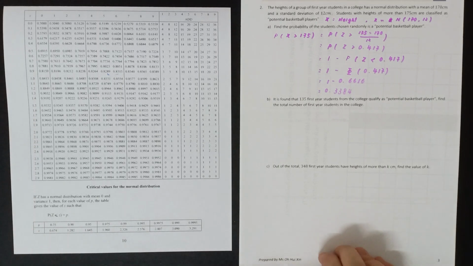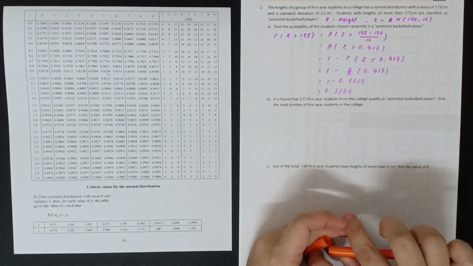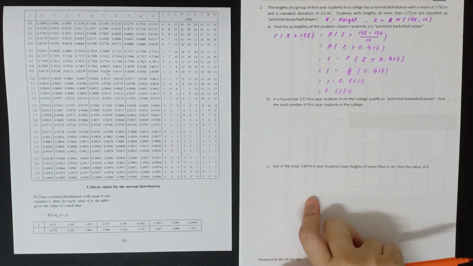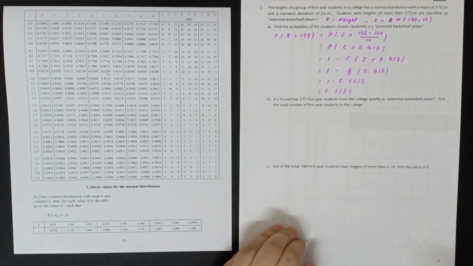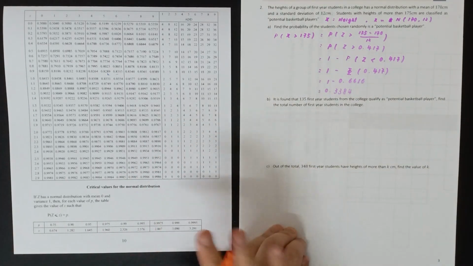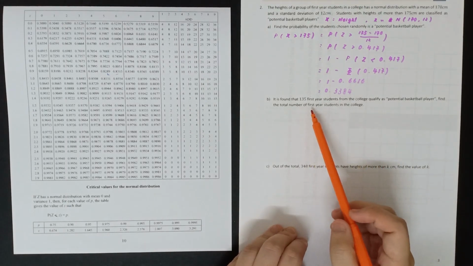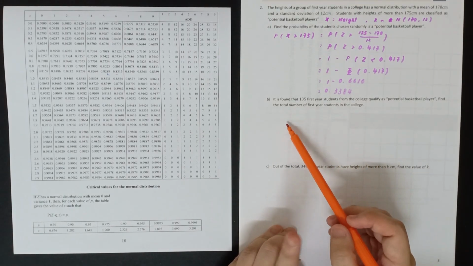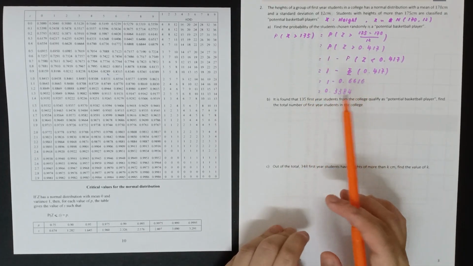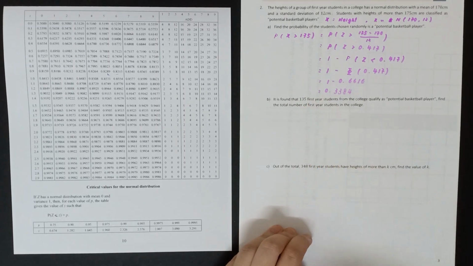So let's move on to B. If it is found out that 135 first year students from the college qualify as potential basketball players, find the total number of the first year students in the college. You can see that in statistics, a lot of applications overlap with each other. It's not like this topic is independent and that topic is independent. So they can overlap each other. So this one, you want to find the total, and you know that the number of students that is more than 175 is 135. So how are you going to find that?